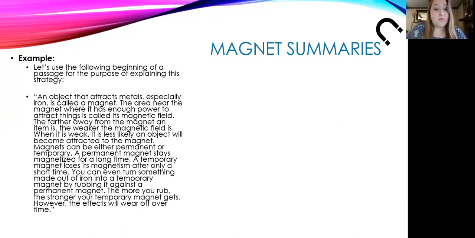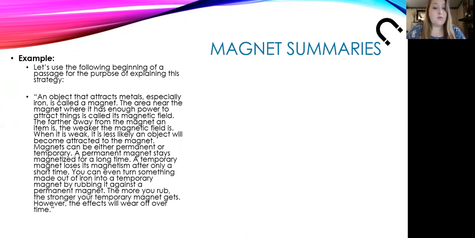Magnets can either be permanent or temporary. A permanent magnet stays magnetized for a long time. A temporary magnet loses its magnetism after only a short time. You can even turn something made out of iron into a temporary magnet by rubbing it against a permanent magnet. The more you rub, the stronger your temporary magnet gets. However, the effects will wear off over time.